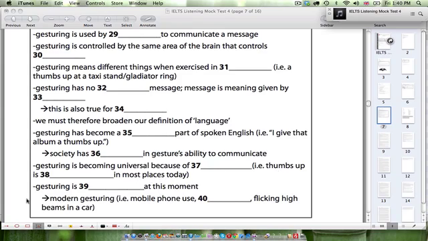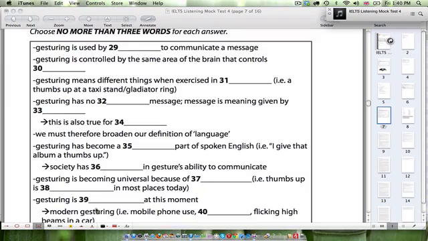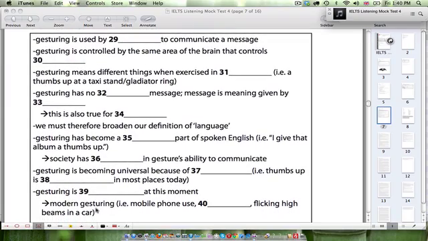Thumbs up. Gesturing is at this moment, okay? Might be a verb or an adjective. Modern gesturing, mobile phone use, some more examples. Looks like an example with a comma and a comma around it. Now listen carefully. And then a third answer example. Questions 29 to 40.